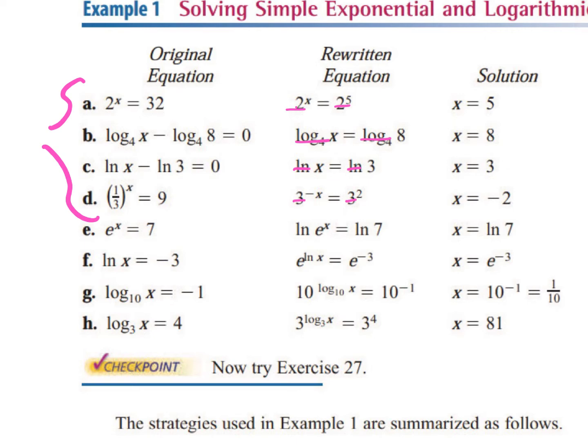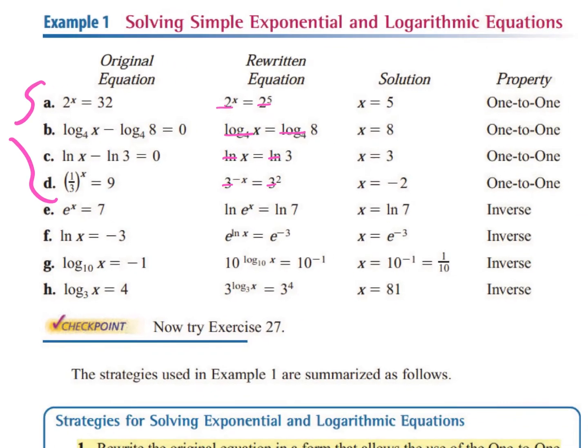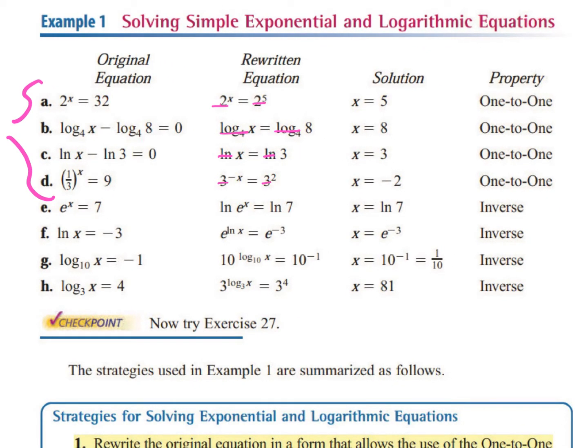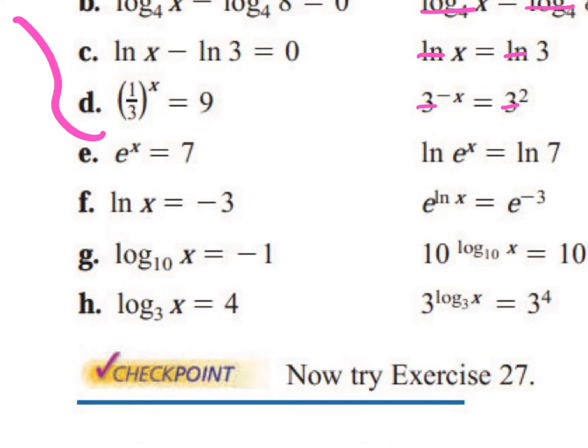Now we're going to look at some new properties. So these are inverse properties. So E through H are new. These are going to help you solve when you have e's, ln's, and logs in your equation. So if you have e to the power of x is equal to 7, one way that we can get that x out of our exponent is by taking the ln of both sides.